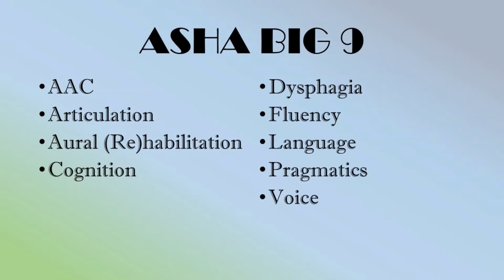So here we go. ASHA, or the American Speech Language Hearing Association, has something called the Big 9. This is pretty much the scope that speech-language pathologists work in. Whatever we treat, diagnose, work with will fall under one of these 9 categories: AAC, articulation, aural rehabilitation, cognition, dysphagia, fluency, language, pragmatics, and voice.